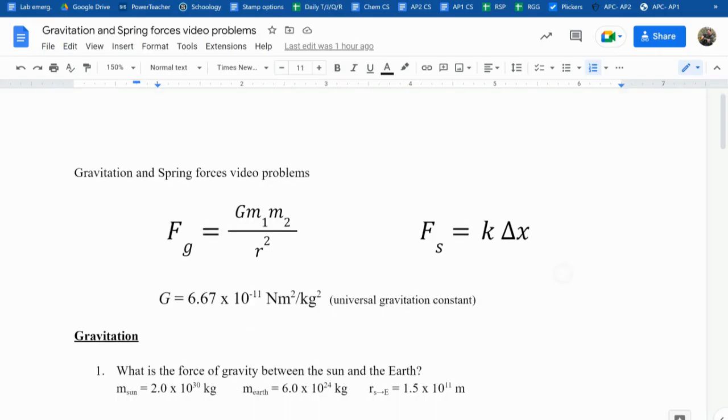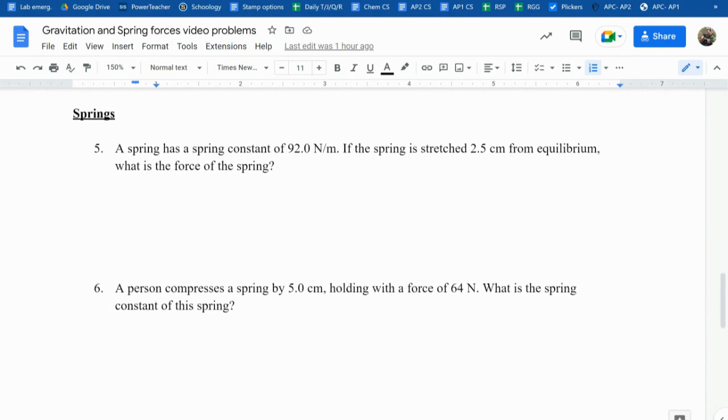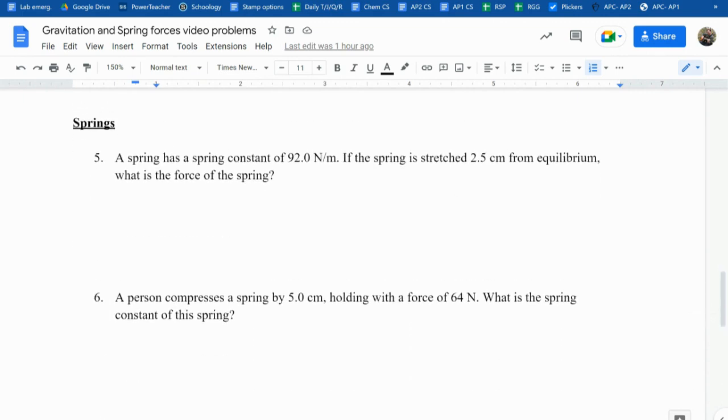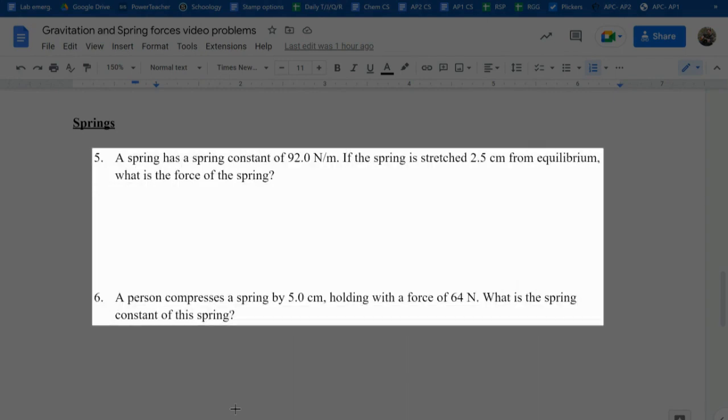All right, so now let's use this equation. Force of a spring equals k delta x. Let's use this equation to solve some of these problems. Okay, so I'll copy over these first two here.